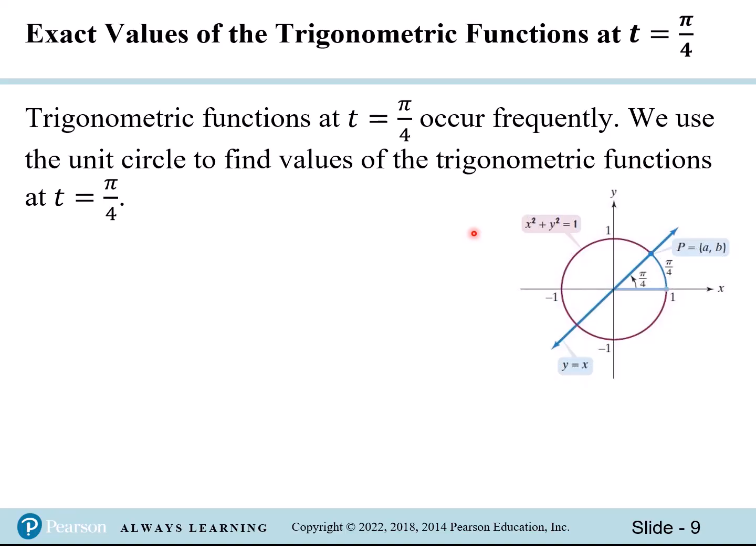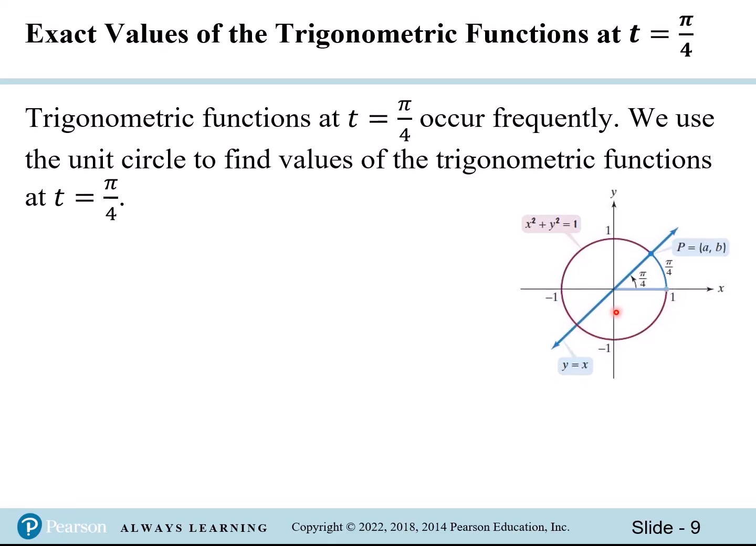It says here the trigonometric functions at t equals pi over 4 occur frequently. We use the unit circle to find the values of the trigonometric functions, that means the sine, cosine, tan, and their reciprocals at t equals pi over 4. So they have a picture of the unit circle here, and this line here forms the pi over 4 radian angle. And we can extend the line along the negative x-axis, and we will see that this line has an equation of y equals x.